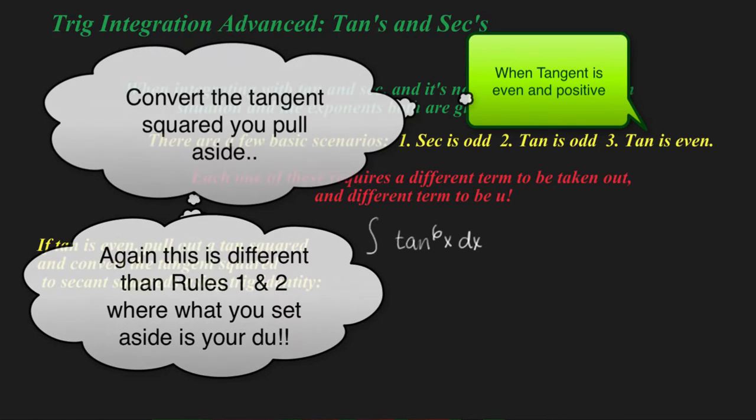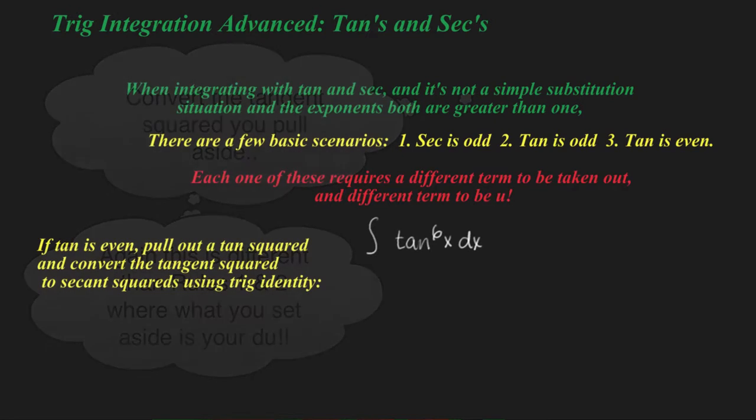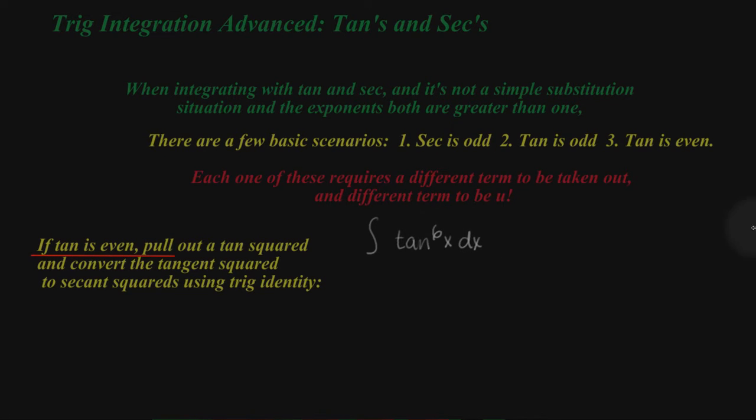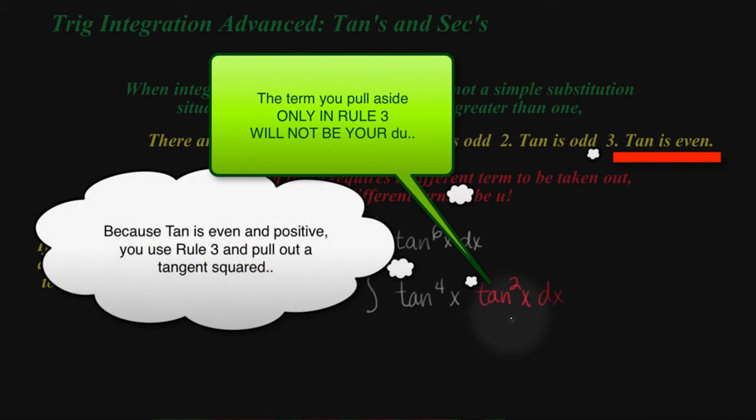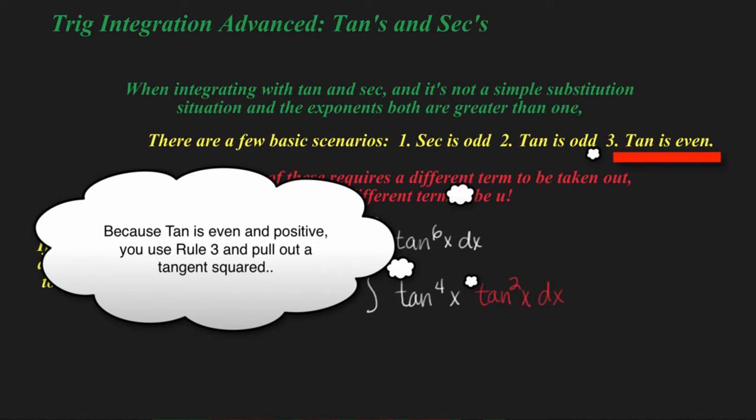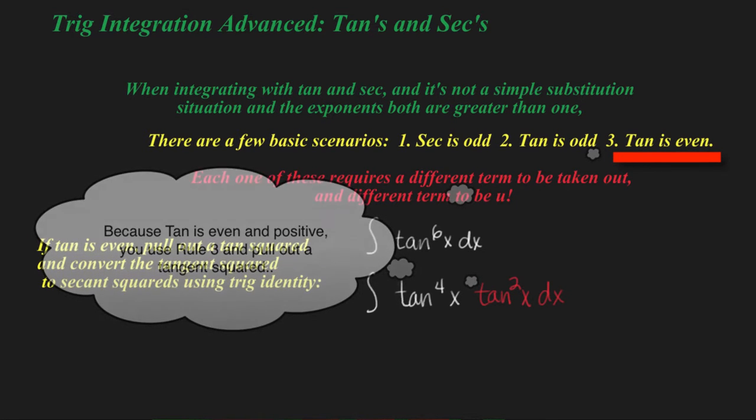So let's look at this example here. We are going to have an even tangent. So what we do is, like this says over here, pull out a tangent squared. If we pull out a tangent squared, this is what would happen. And normally in this scenario, we would say this is your du term, but that's not your du term here. We're going to convert this into a secant squared minus 1 and continue to do so until we no longer have even tangents that we have to deal with, or sometimes we can just get away with doing a u substitution and be done with it.